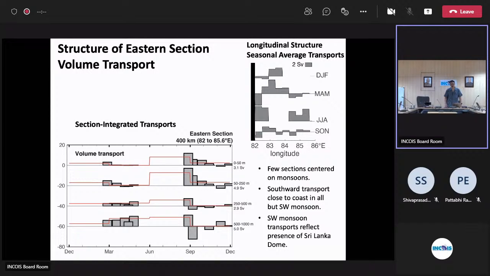We can look at section integrated transports as a function of time, right? So in the bottom panel, now we're looking at the section integrated transports just plotted as month of the year, right? With all the sections plotted. So you see that there's a fair bit of variability from section to section. But in general, during the spring monsoon, we're looking at northward volume transport. Coming out of the summer monsoon, we're still looking at mostly northward volume transport, but a bit of variability, and more variability during the fall monsoon period.